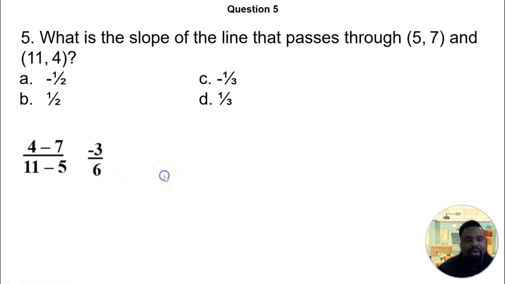That's going to give you negative 3 over 6, which gives you negative 1/2. All right. Another way you can find this out, you can go ahead and put these two in your Desmos as a table. All right. Put those ordered pairs in, 5, 7, and 11, 4, and it creates a regression.